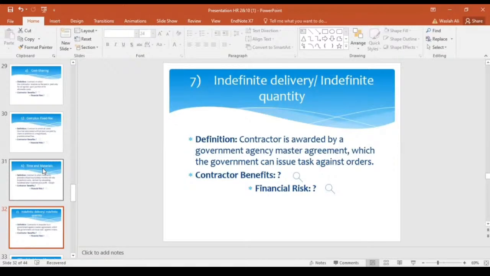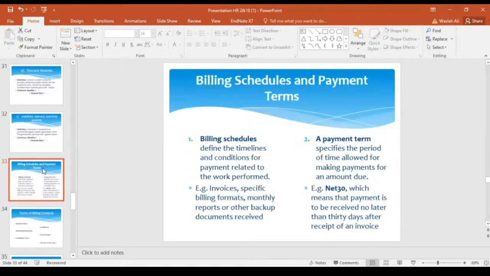Further, I am going to discuss billing schedules and payment terms. So what are billing schedules? A billing schedule defines the timelines and conditions for payment related to any work performed. For example, invoices, specific billing formats, monthly reports, or other backup documents received. Let me tell you that billing should be stated clearly in a contract to avoid confusion.